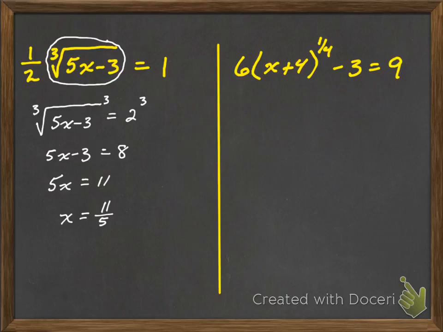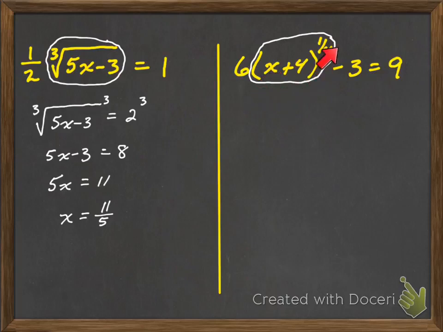All right, so the next one is a radical, but it is written as a rational exponent. You need to remember that when you have a rational exponent, the top number of the fraction represents the power, the bottom number represents the root. So this right here can be thought of as the fourth root of x plus 4. So this means the fourth root, and then raised to the first power. So really it's just the fourth root of this.